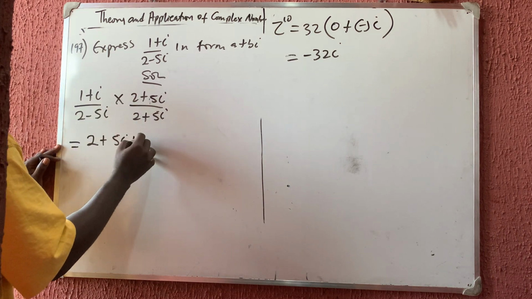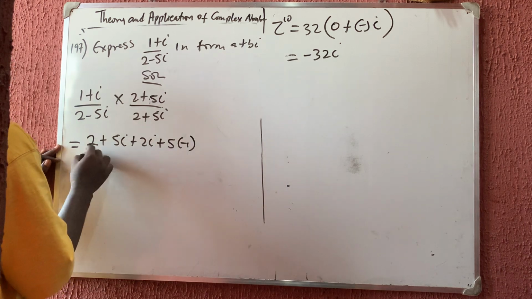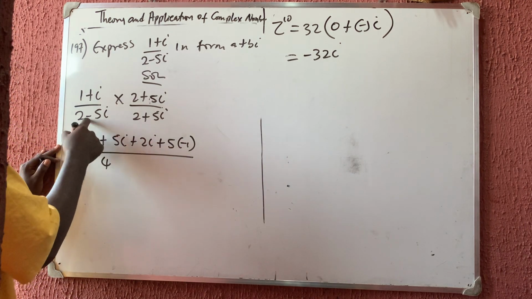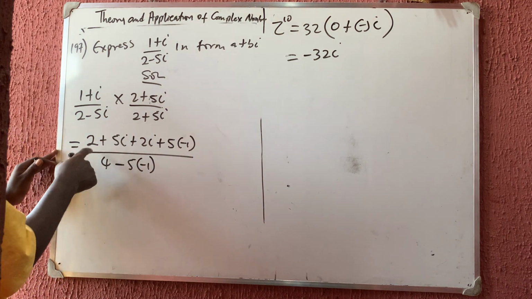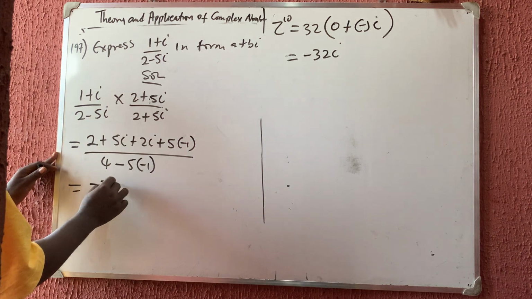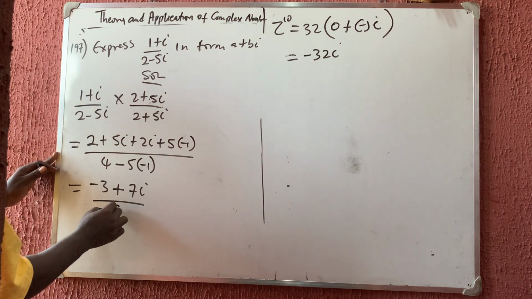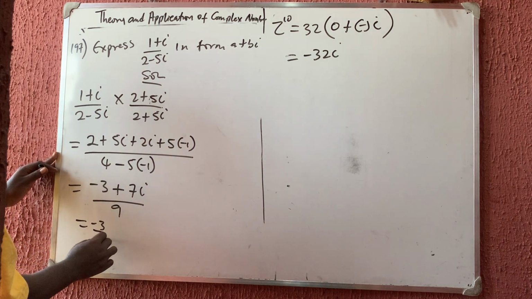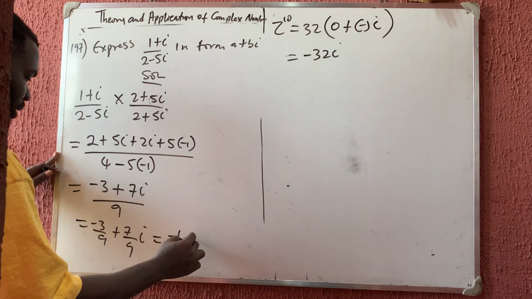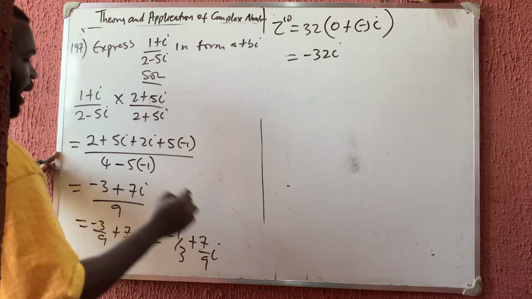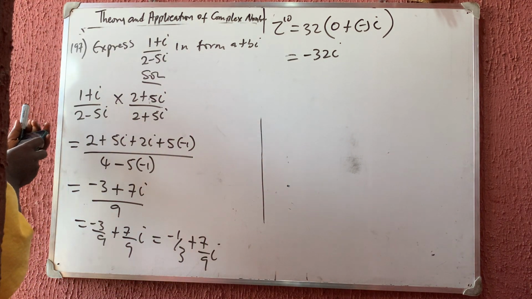So i times this will give you 2i. i times this will give you plus 5 into minus 1, all over 2 times 2, 4, minus times plus, minus 5 into minus 1. So what do I have? This and this is giving me minus 3 plus 7i all over 9. So I'm having minus 3 over 9 plus 7 over 9i, which will give you minus 1 over 3 plus 7 over 9i. So that is that for that. Move to the next question.